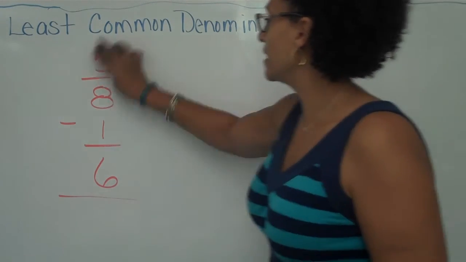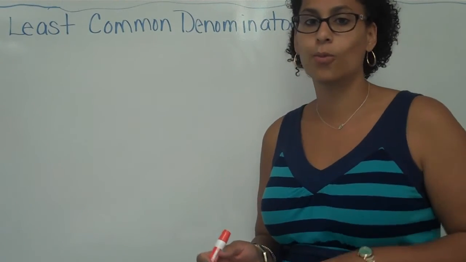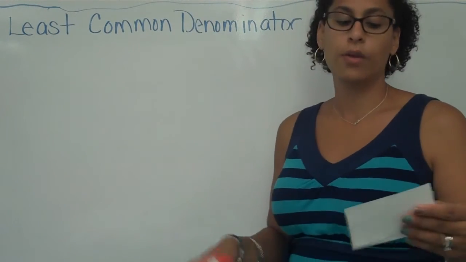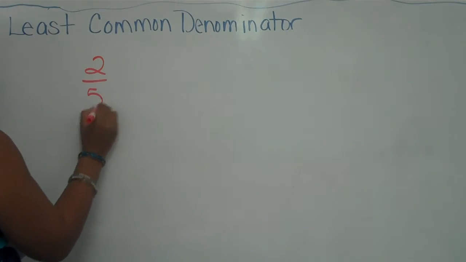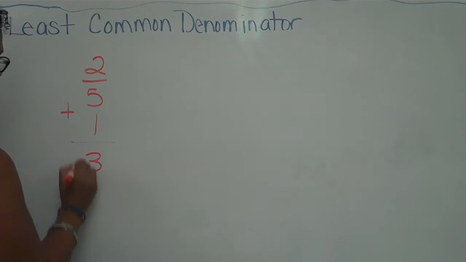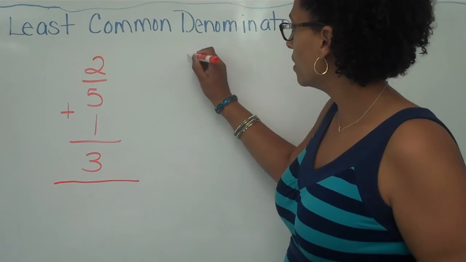All right, now let's practice with the addition. Steps are still the same. We're only going to do one since I messed up the one subtraction that was supposed to be addition. We kind of already did it. So we're going to do 2/5 plus 1/3. Okay? Step number 1, we're going to list our multiples.